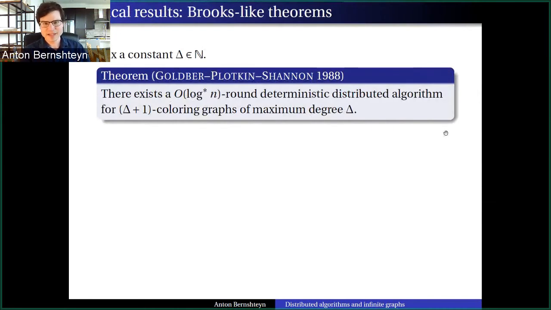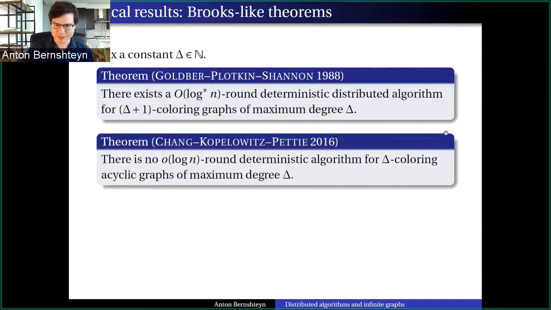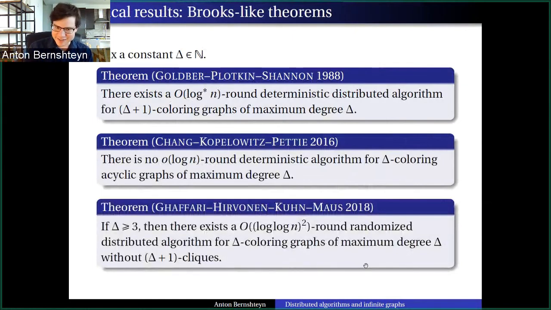So really small. What about a Brooks theorem type of result? Well, there is a problem. If we want a deterministic algorithm for delta coloring graphs of max degree delta, even if they are acyclic, it's impossible to do this in less than log n rounds. So sublogarithmic becomes impossible. Yet, if I want to randomize such an algorithm, then I have literally a Brooks theorem type of result. If delta is at least 3, then there is a big O of (log n) squared. Okay, whatever this function is specifically is not important right now. The point is that it is little o of log n. There's a little o of log n round randomized distributed algorithm for delta coloring graphs of max degree delta if they don't have delta plus 1 cliques.